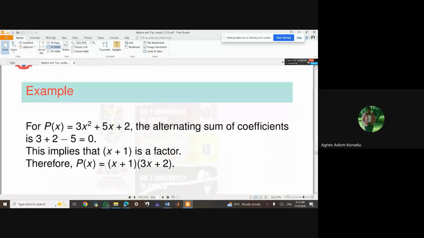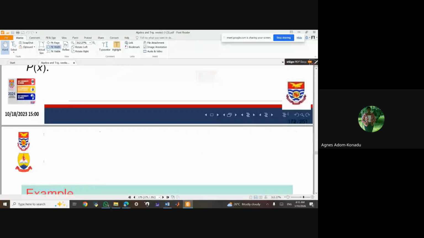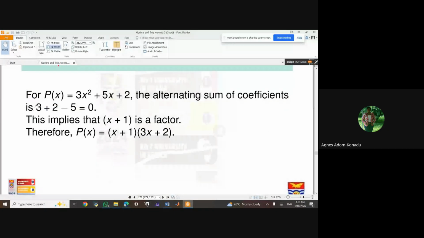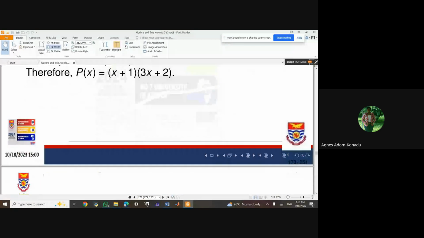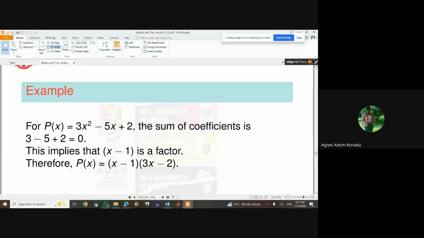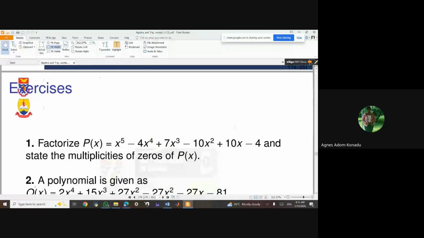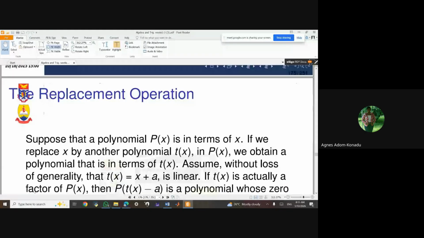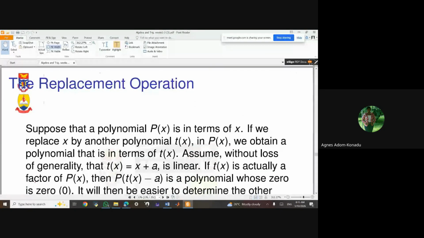We have f of x equal to 3x squared plus 5x plus 2. Then the alternating sum of coefficients is 3 minus 5 plus 2, so we are talking about the alternating sum. I think it also follows from the proof, but as I'm skipping that proof, please look at it later. So we have some exercises here. Then we have what we call the remainder theorem.